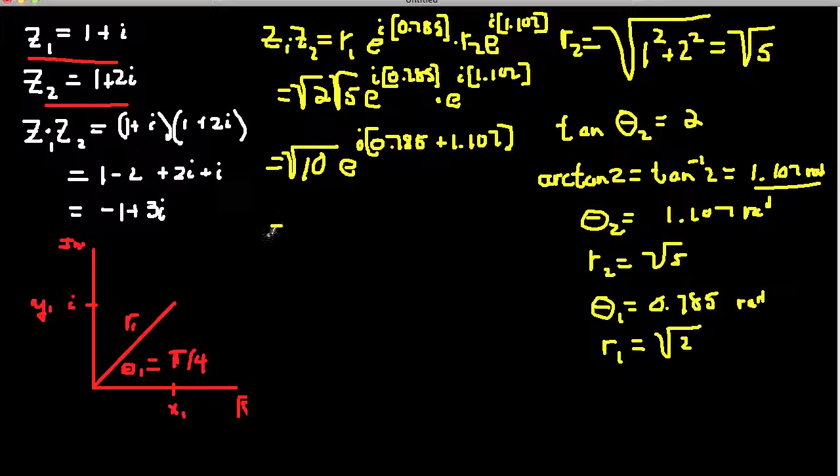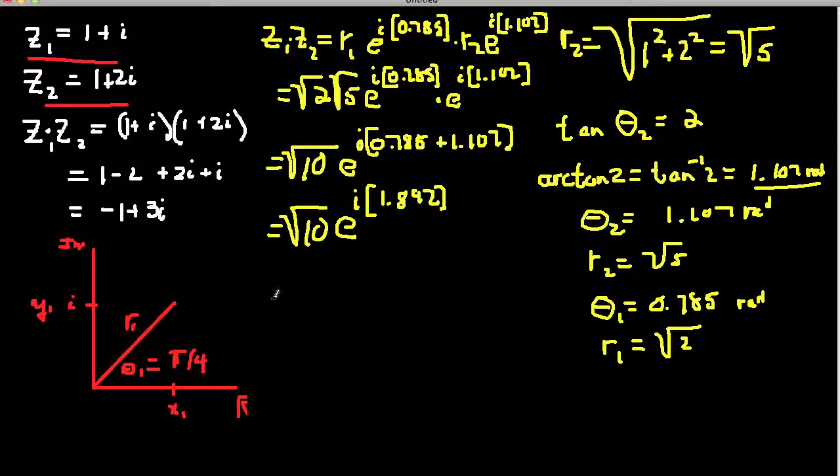And this becomes square root of 10. And now I sum those two numbers, so I get e to the I, and the sum of the two numbers is 1.892. Okay, so this is the product of the two numbers in polar form.